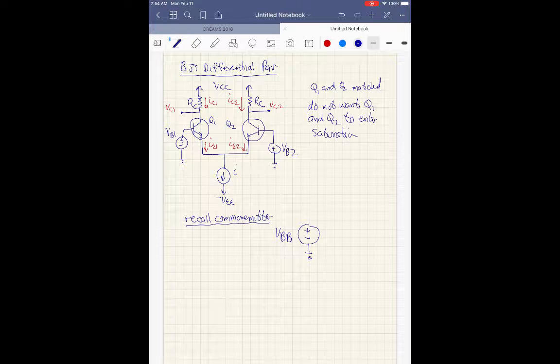You've got VBB here, which is your base biasing voltage. This is the source. It's going to have some source resistance, so we can call that source resistance value RB. We've got our transistor here. Common emitter means our emitter is attached to ground. Our collector has a collector resistance associated with it, and a VCC.